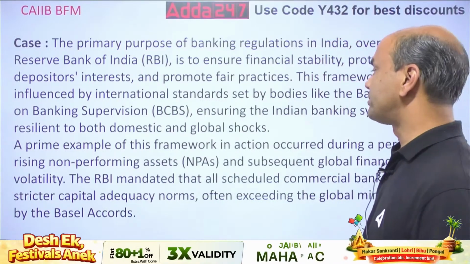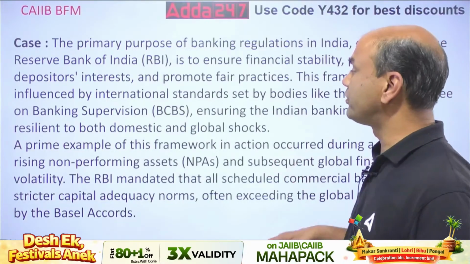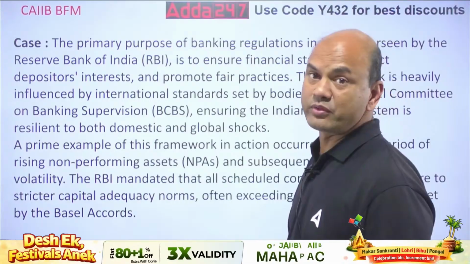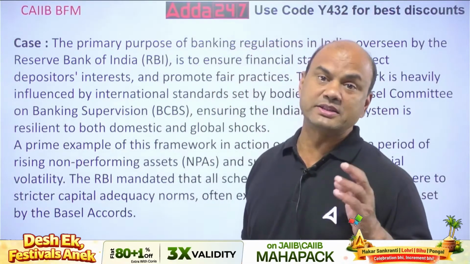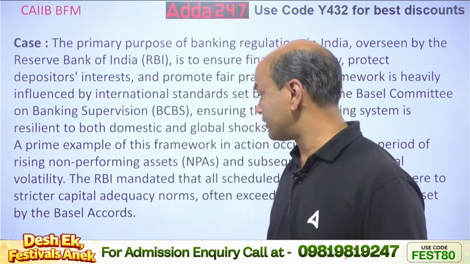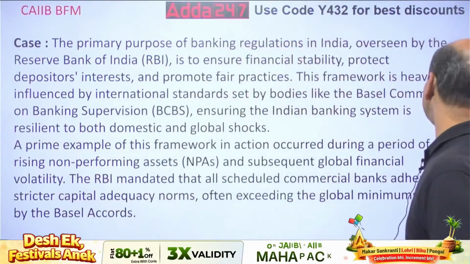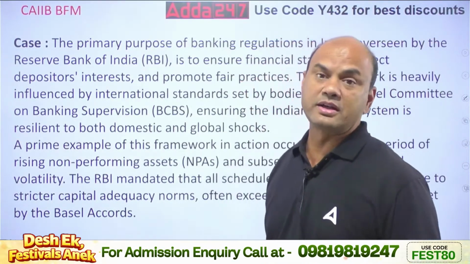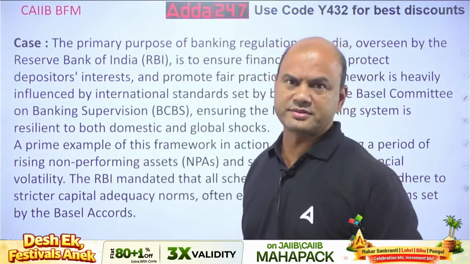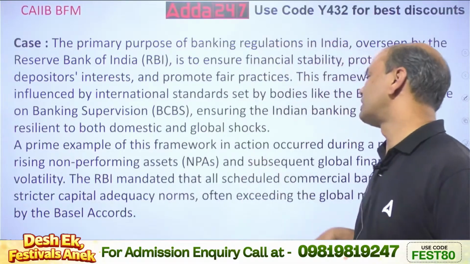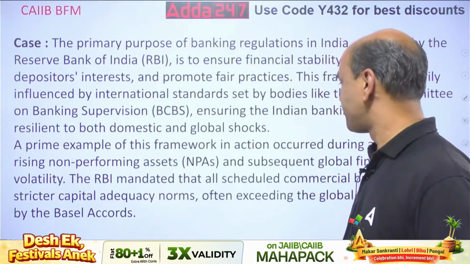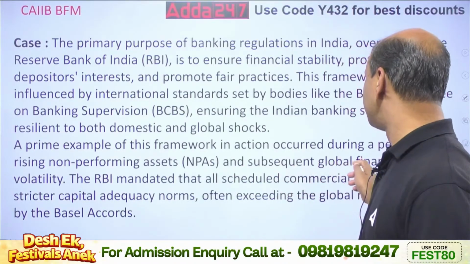The prime example of the framework in action occurred during a period of rising NPAs and subsequent global financial volatility. 2008 was the subprime crisis, one of the major problems in the banking system, and because of this the volatility was huge. Volatility means fluctuations. Another word for volatility is standard deviation, both being the square root of variance. In 2016-17 also we had this same problem, specifically in our country, Bharat, along with subsequent global financial volatility.